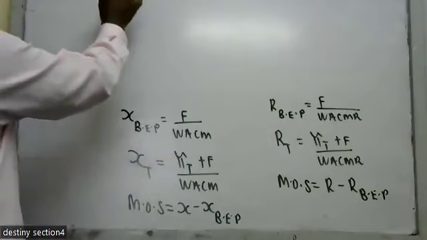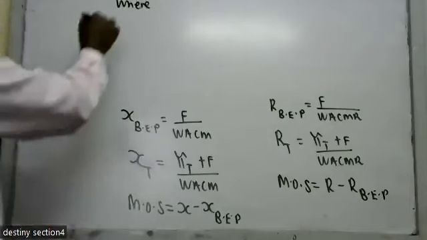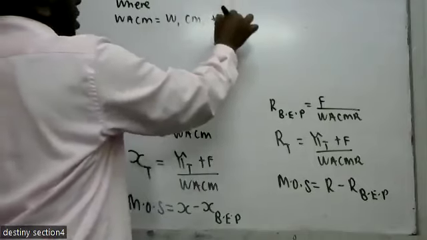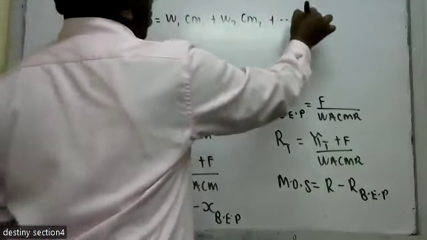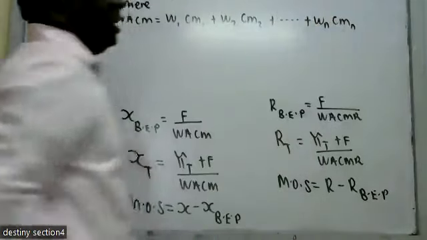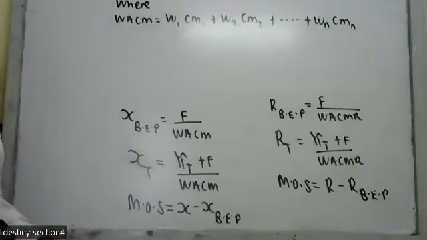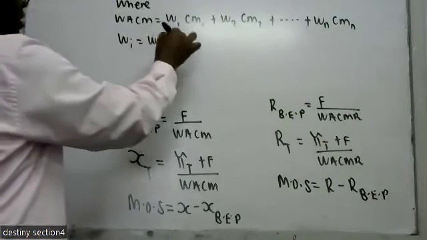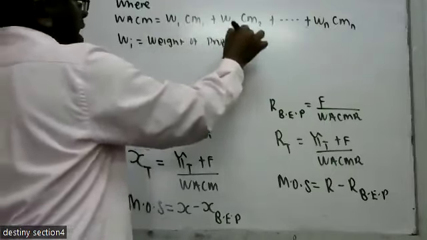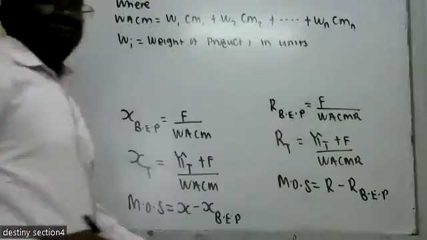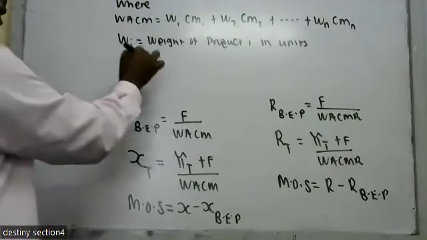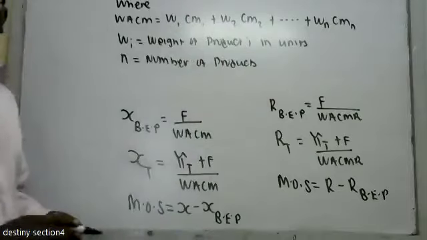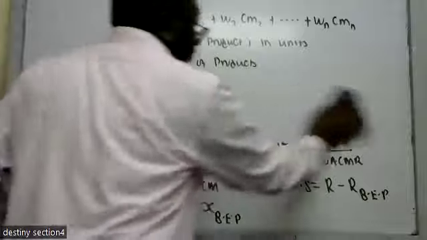Where WACM is given as weight one times contribution margin one, plus weight two times contribution margin two, plus all the way up to weight N times contribution margin N. I hope it is clear. Wi is the weight of product i in units. N is the number of products.